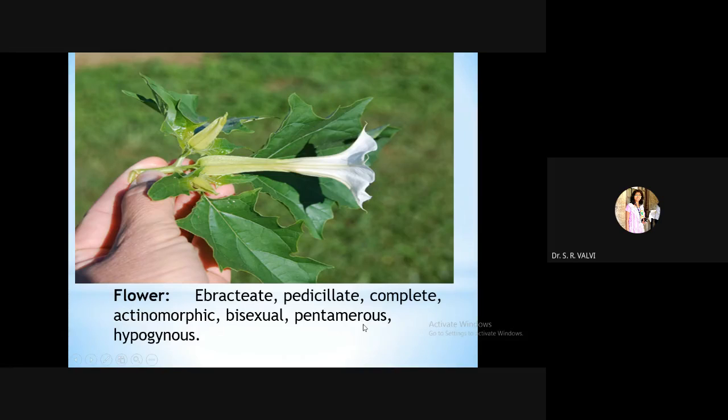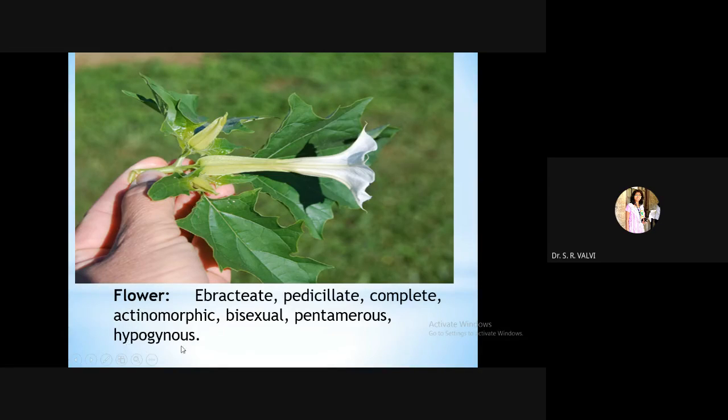If only 3 petals, 3 calyx and 3 androecium would be there, you have to call it trimerous. If it is 4, you have to call it tetramerous. But here in this Datura, you have multiples of 5, hence you have to call it the pentamerous condition.